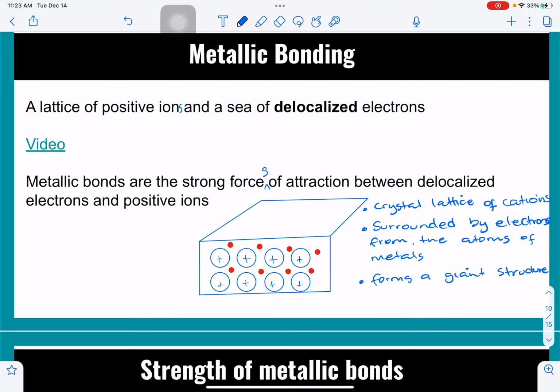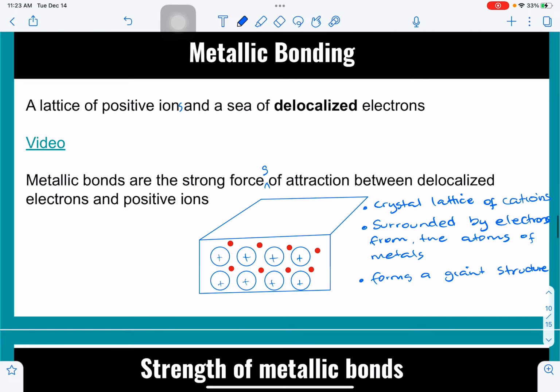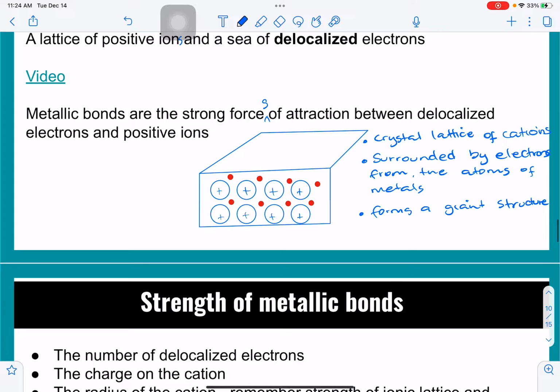Okay, the last bit that we did not cover together is metallic bonding. So what is metallic bonding? It's a lattice of positive ions in a sea of delocalized electrons. So what happens is you have metal atoms and they all lose electrons, the outermost electrons or valence electrons. And these electrons that have been lost are the ones that form the delocalized electrons, like the red dots here. Okay, and then the cations retain a positive charge.